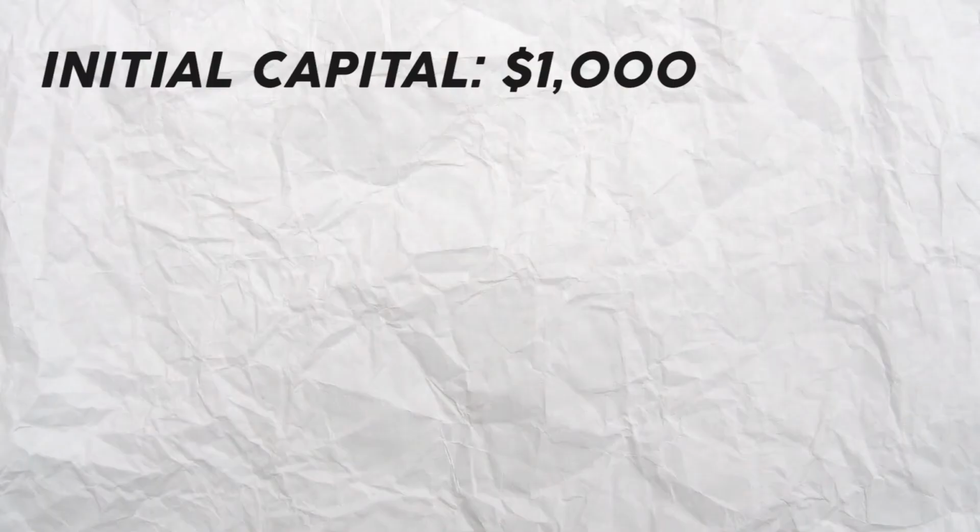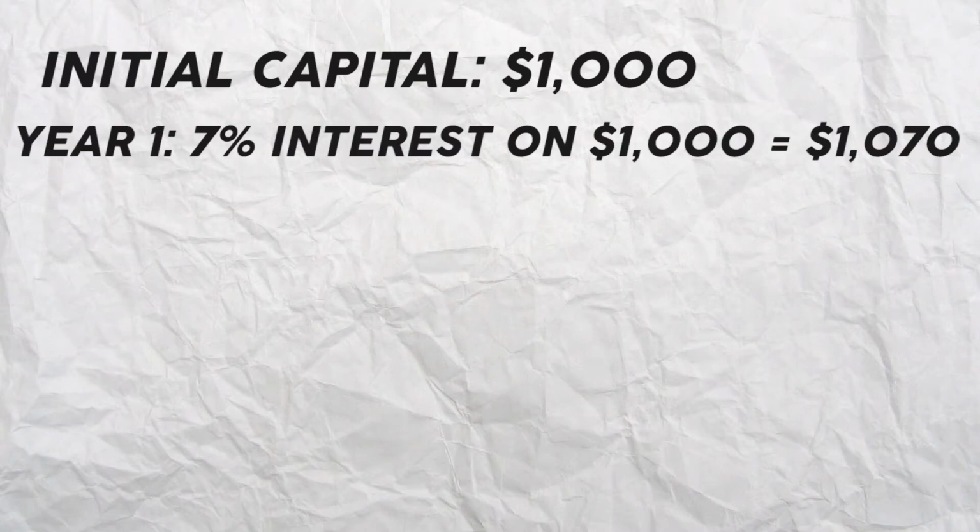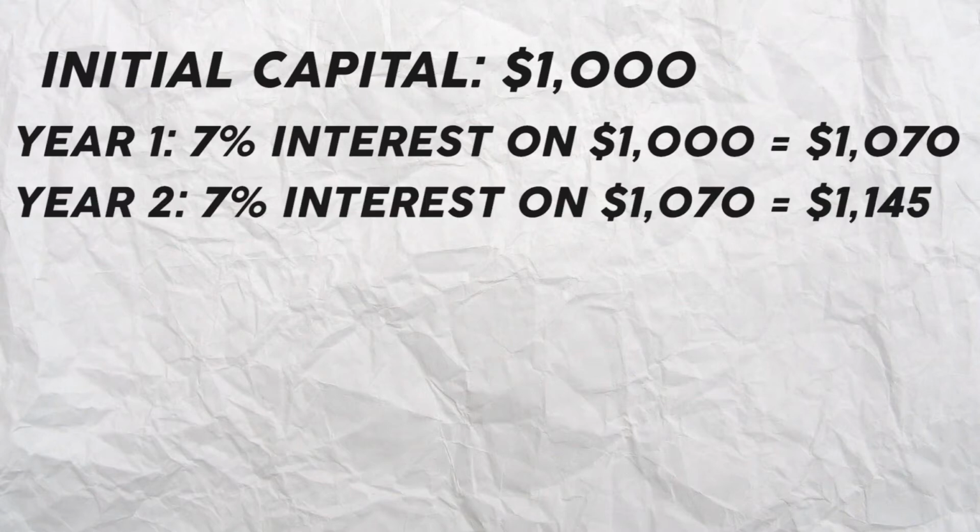All right, so we're starting here with our initial capital of $1,000. So year one, we start with $1,000, and let's say we incurred a 7% interest rate on that $1,000 capital. Well, at the end of the year, this investment will have grown to $1,070. In year two here, we're going to be receiving that same 7% interest rate, but this time it's not on the $1,000, but rather on the $1,070.